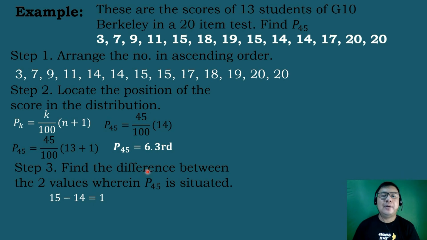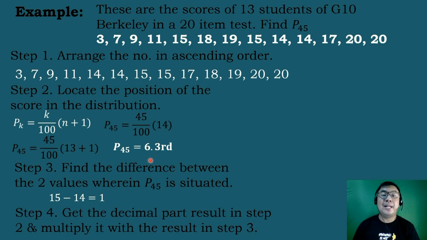The next step is to get the decimal part of the result in step 2, and that is equal to 0.3. And we will multiply it with the result in step 3, which is equal to 1. So therefore, 0.3 times 1 is equal to 0.3.